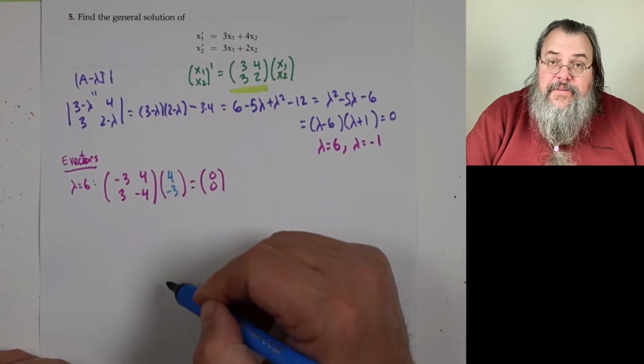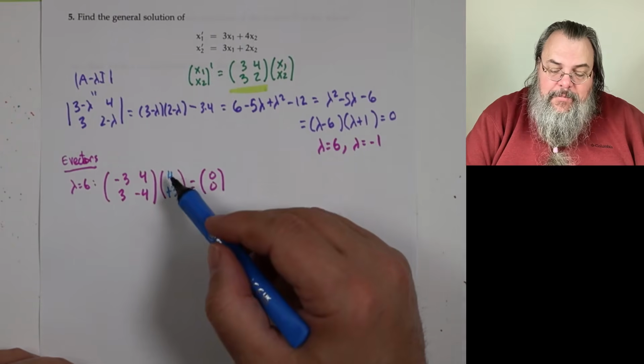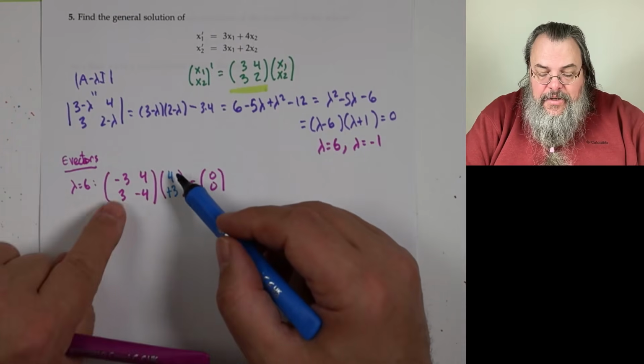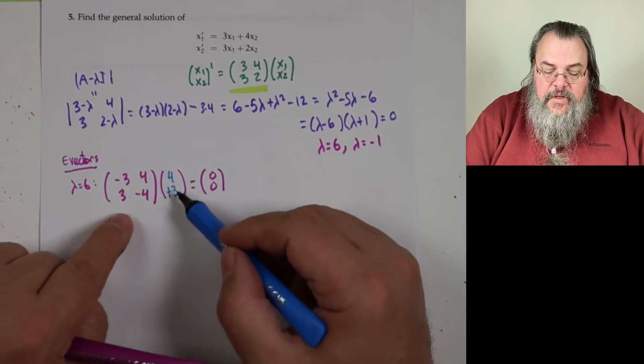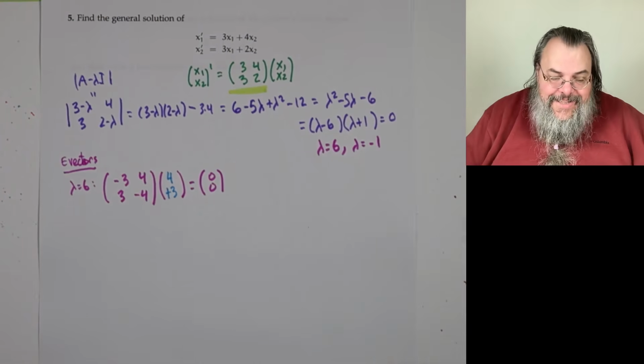And then I flip the sign of something. I'll flip the sign of the negative. My claim is 4, 3 does it. Let's check. Minus 12 plus 12, 12 minus 12. Aha! Success! We did it!